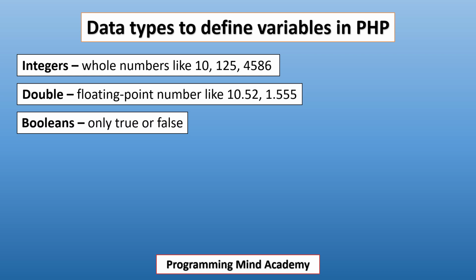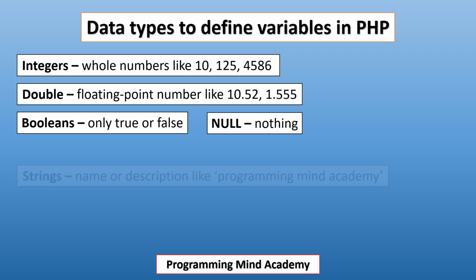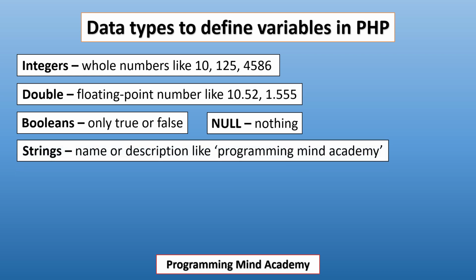Booleans are only true or false, so we can store information like true or false in a boolean. Null means nothing. If we want to store a null value, or we want to store nothing in that variable, we can assign it as null. Strings, like a name or description such as Programming Mind Academy, we can store by using strings.